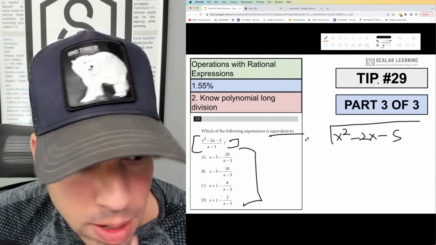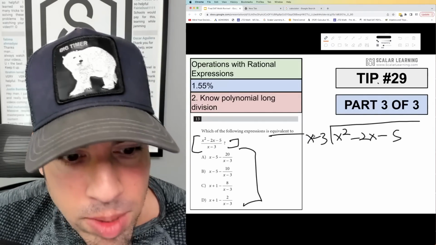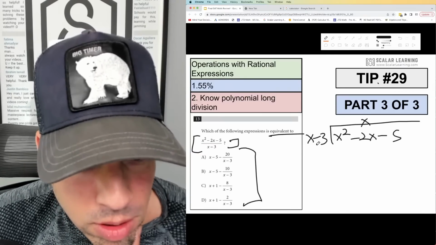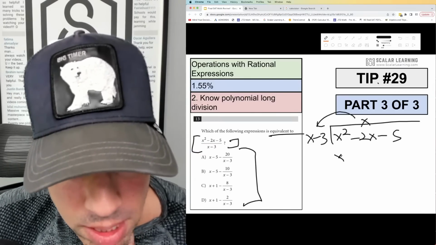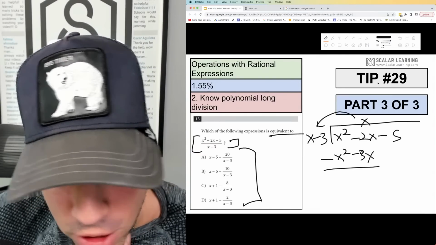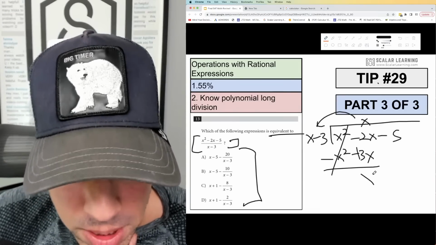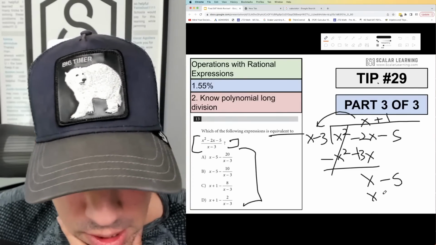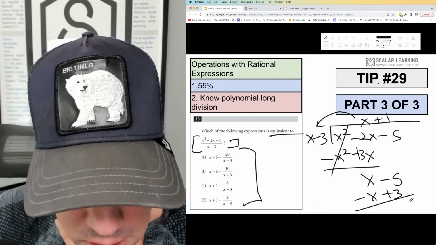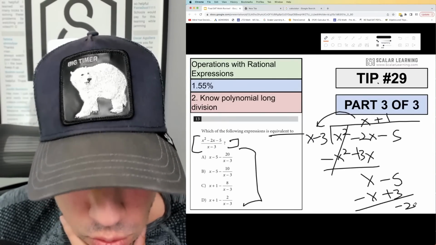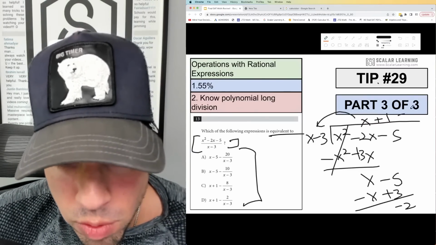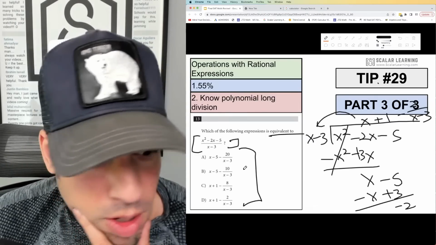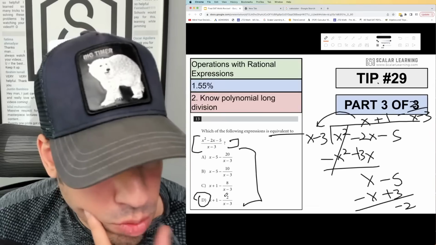If you remember how to divide, you say, how many times does x go into x squared? Don't worry about the -3 right now. It goes in x times, and then you multiply. X times that is x squared minus 3x. Then we subtract, just like regular long division. Cancel. That becomes x. Bring down the -5. What times x gives me x? 1. Then we get x minus 3. Subtract. And we get -5 plus 3 is -2. That's my remainder, x plus 1, with a remainder of 2 over that divisor, x minus 3, and that's my answer. X plus 1 minus 2 over x minus 3, boom, done.